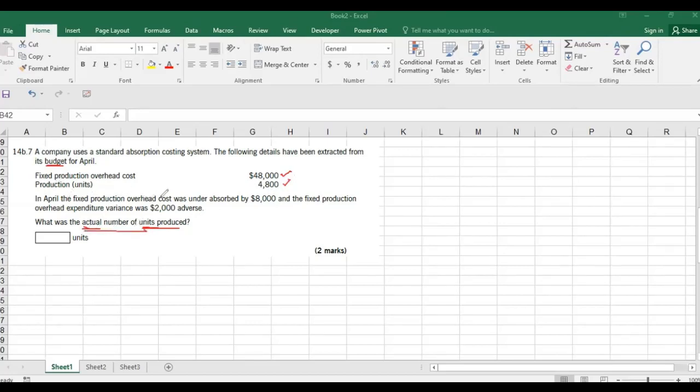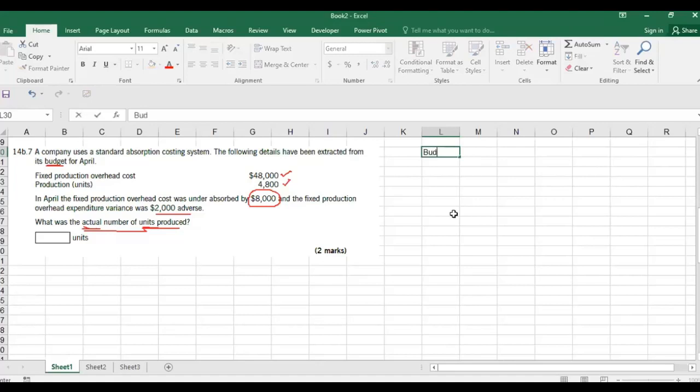In April, the fixed production overhead cost was under-absorbed by $8,000, and the fixed production overhead expenditure variance was 2,000 adverse. Based on this, you need to calculate how many units you produced. Okay, let's do it together. So it's simple. Again, it is not something with the sales variance. It's again fixed overhead variance. They have put it in the sales variance section.